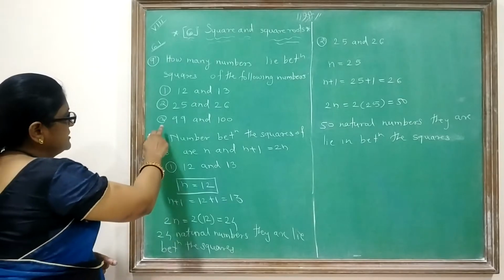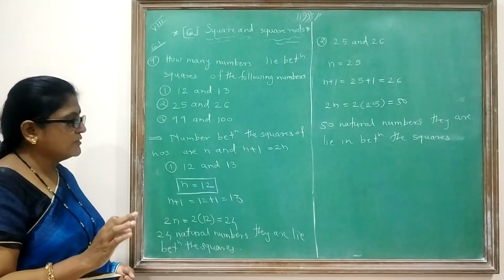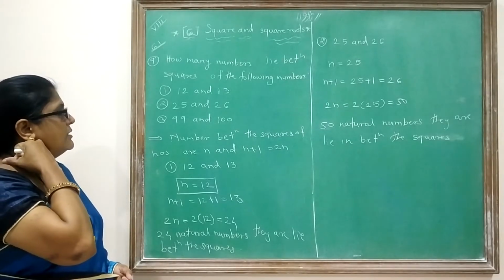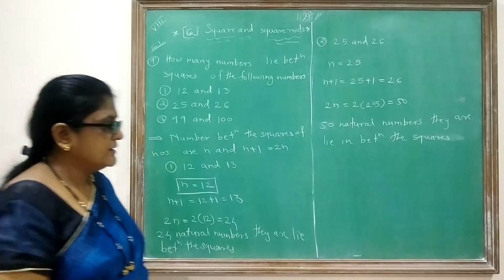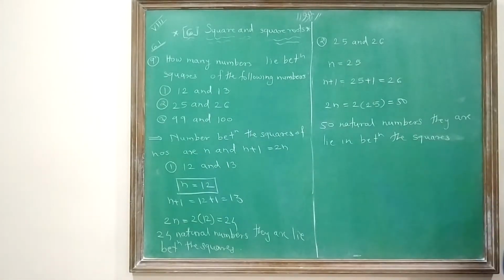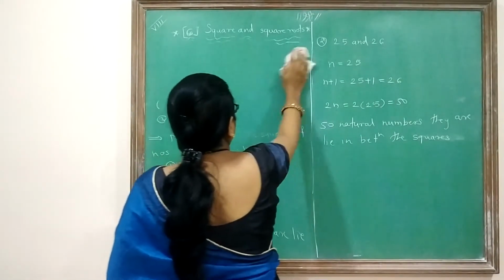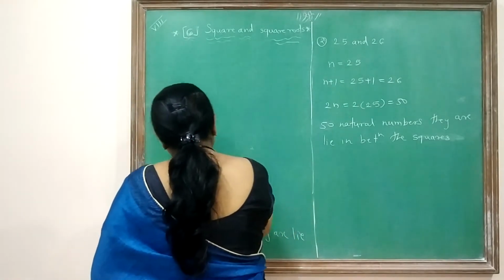Then this third example is also the same. n equals 99, then n plus 1 equals 99 plus 1 equals 100, then 2n, that is 2 into 99, you will multiply, then you will write the answer in this way. See the next example. Here your exercise 6.1 is completed.